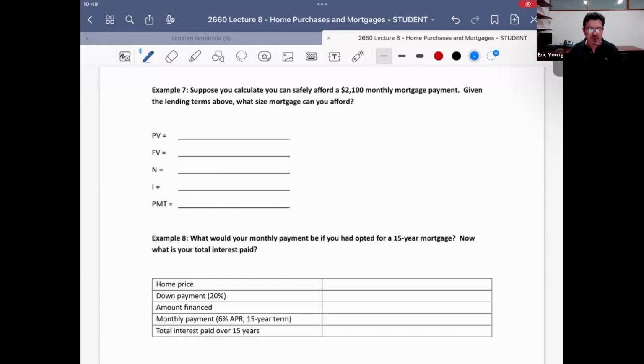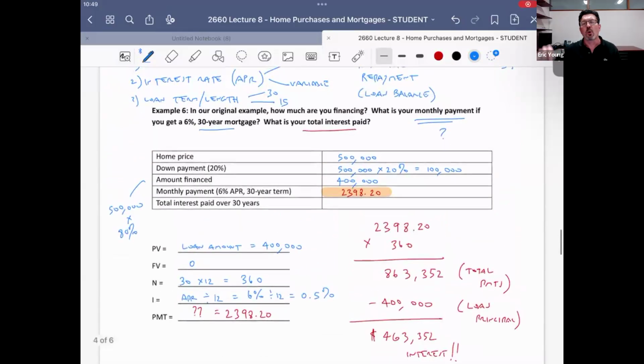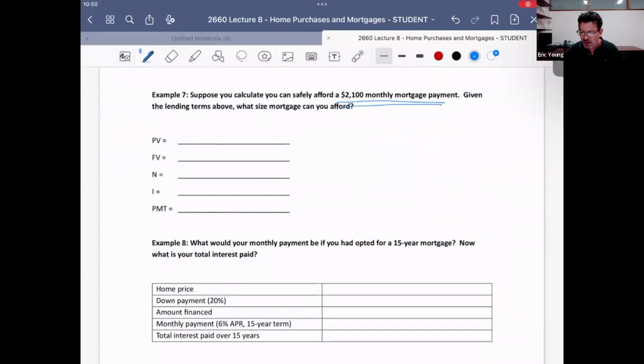So suppose that you do your research, you look at your numbers, and you determine that you can safely afford $2,100 a month. Notice that in this example here, you started off with the home price and then figured out what your mortgage would be based on that. In this example, you're being a little bit more prudent. You're going to start off with how much mortgage you can afford and work backwards to figure out how much house you can buy. How do we do that with mortgage math and a TVM calculator?